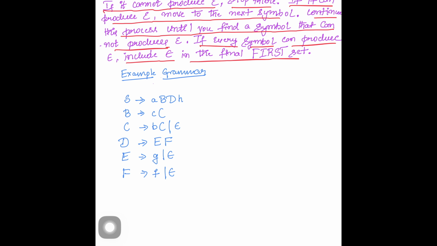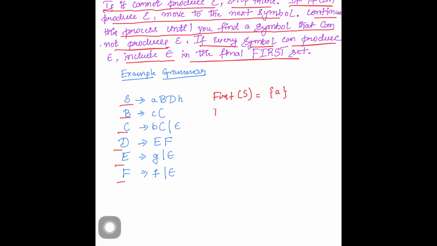You can see the given grammar on the left hand side. S, B, C, D, E, F. S produces A, B, D, H. To find first of S, we look at the first symbol on the right hand side. The first symbol is A, which is a terminal. According to rule 2, the first set of a terminal A is the terminal itself. Therefore, first of S equals A.